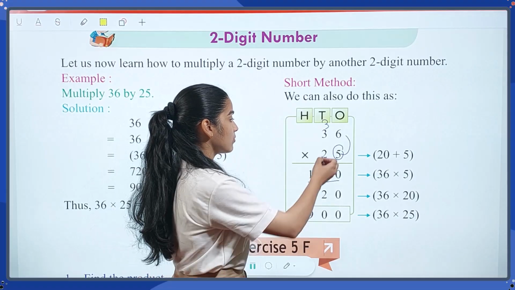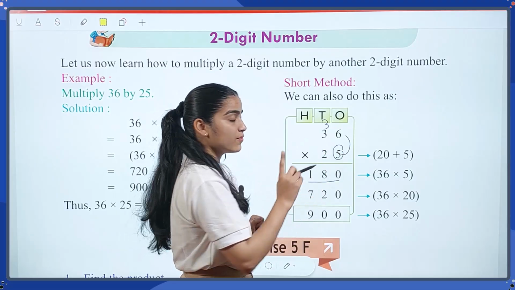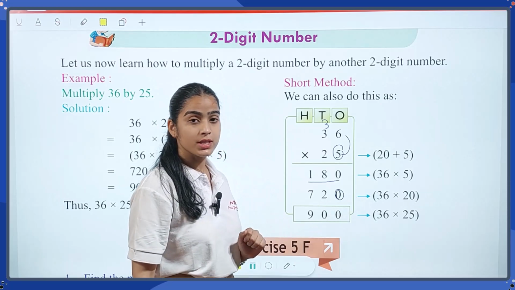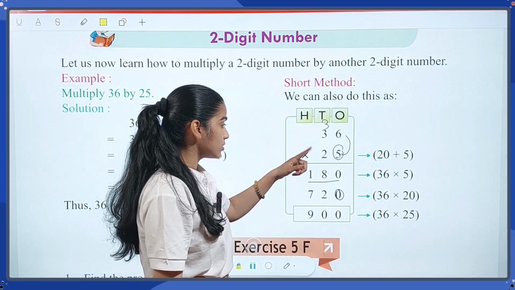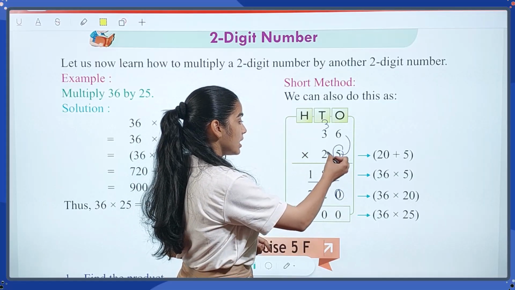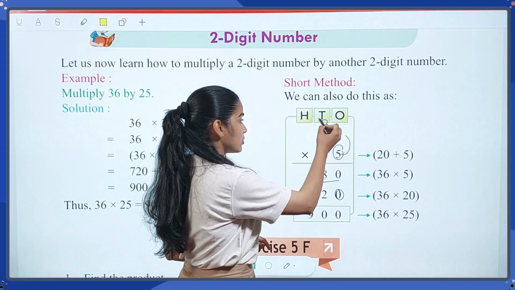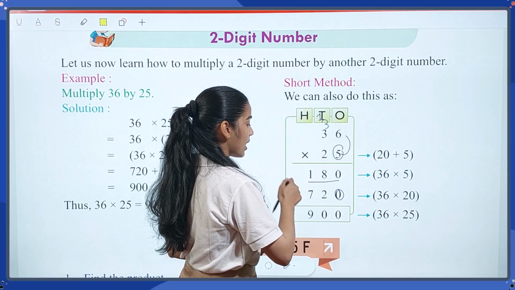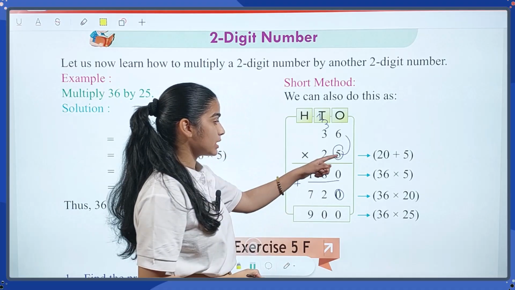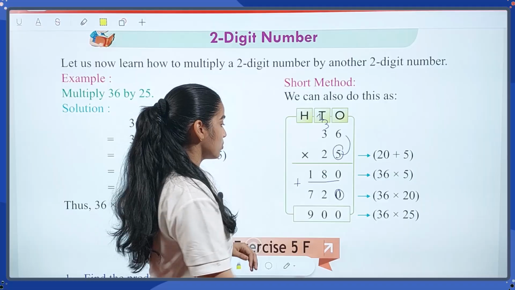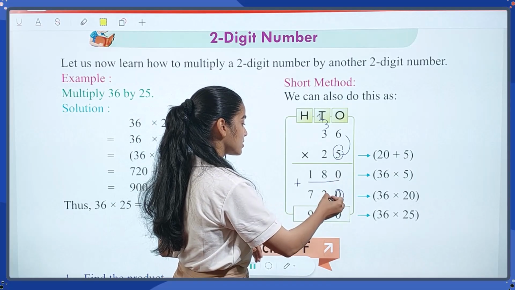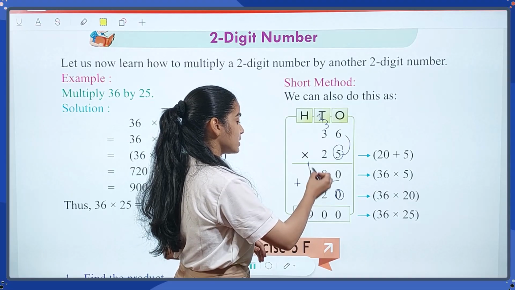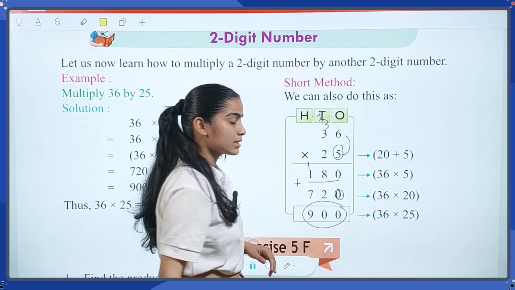Now you shift to the next number, but before switching to the next number you have to put a 0 here. Always remember, when you switch to the other digit, you have to put a 0 here. Now 2 sixes are 12, so you write 2 here, 1 should be carried. 2 multiplied by 3 is 6. 6 plus 1 is 7. Now you have to add these two numbers you got from multiplying with single-digit numbers. So 0 plus 0 is 0, 8 plus 2 is 10, write 0 and carry 1. 7 plus 1 is 8, 8 plus 1 is 9. So in the end you get your answer 900.